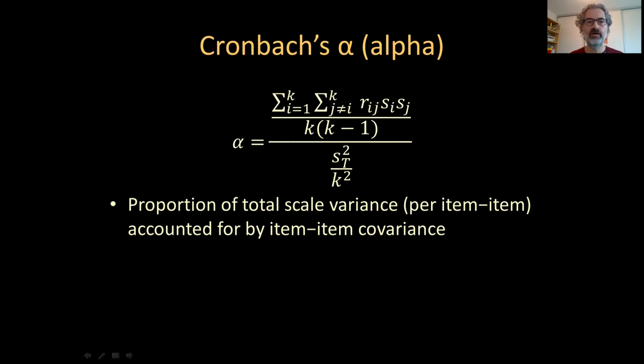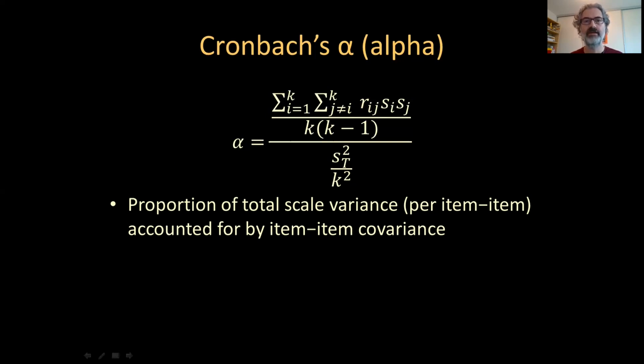If all of this is accounted for by this, if these are equal, then alpha is 1. This is actually never the case in real data. But if the items are not correlated, if the R's are 0, so this is going to be 0, and alpha is going to be 0. If the items are unrelated, alpha will be 0.